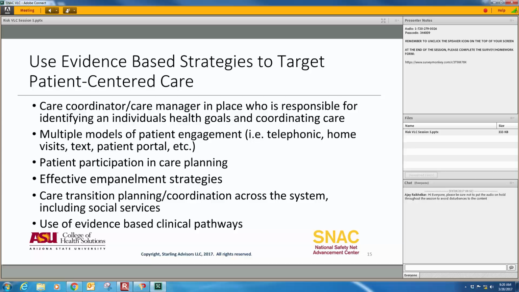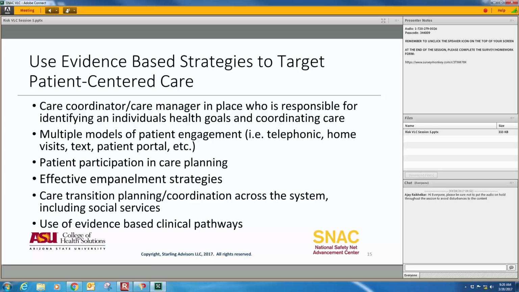One of the critical areas that we think needs to be continuously reviewed and fine-tuned is effective empanelment strategies. Again, we've got some great national resources on best practices around empanelment and how we support the care teams and the patients in those care teams. How we're using data to prop up our empanelment strategies and our panel management is critical.